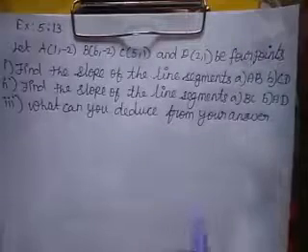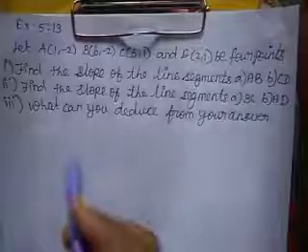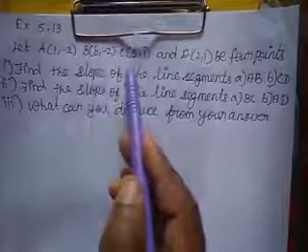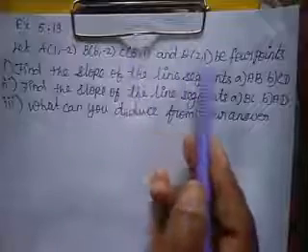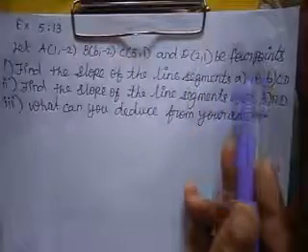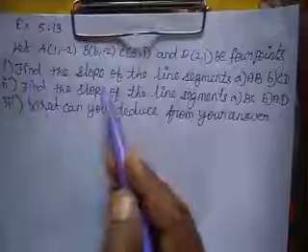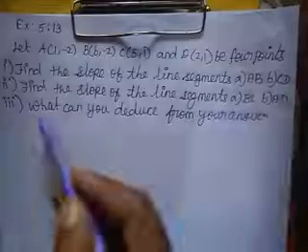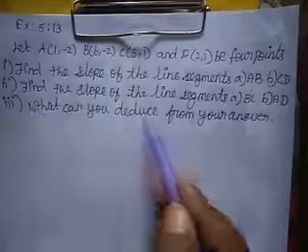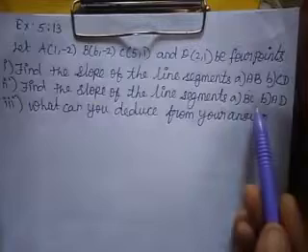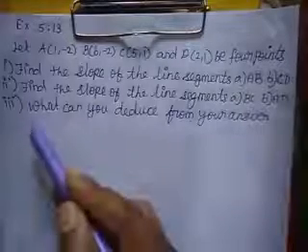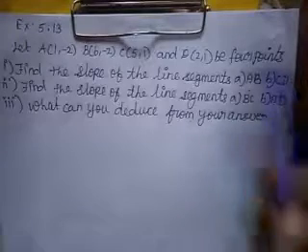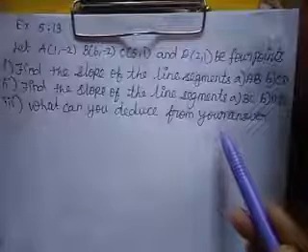The next example is 5.13. Let A be (1, -2), B (6, -2), C (5, 1) and D (2, 1), four points. The first question is, find the slope of line segments AB and CD. Second question is, find the slope of the line segments BC and AD. Third one, what can you deduce from your answers? So from the answers, we will write the final answer.